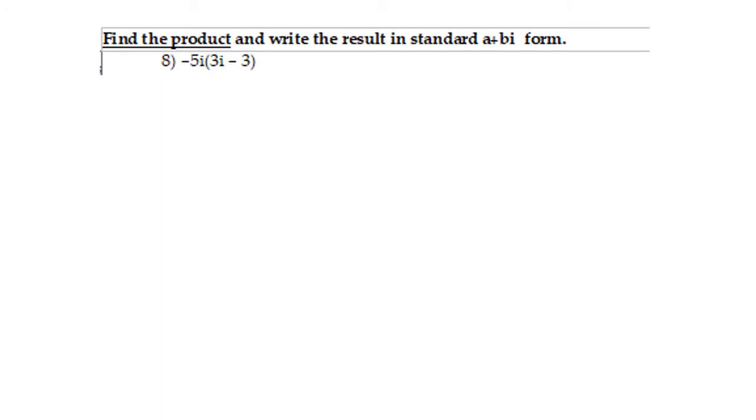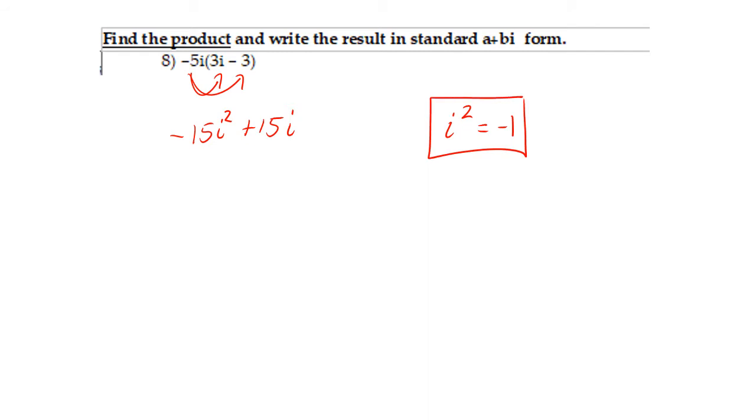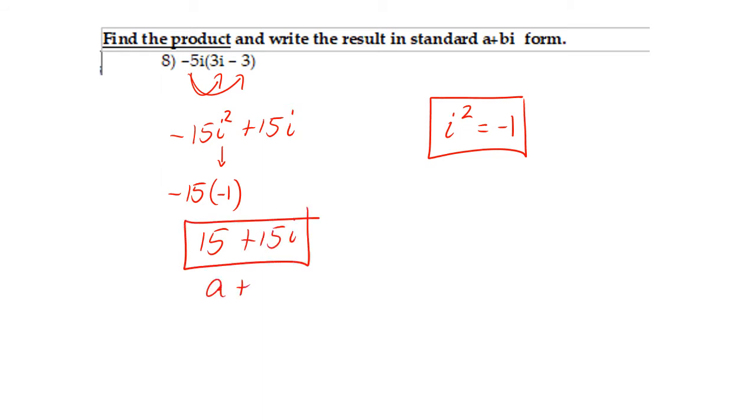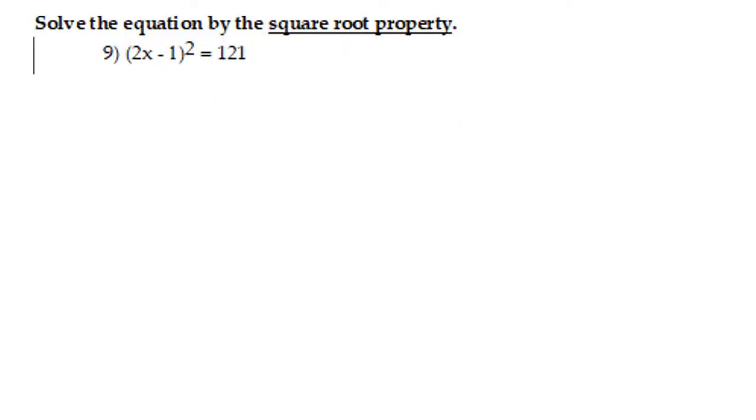Now we have to use the distributive property to find the product, and that would be -15i squared and +15i. This looks fine as it is, but remember, we were given a definition that i squared is equal to -1. So replace that i squared with a -1 and simplify the first term. The first term ends up being +15 plus 15i. Again, this is in the a plus bi format.